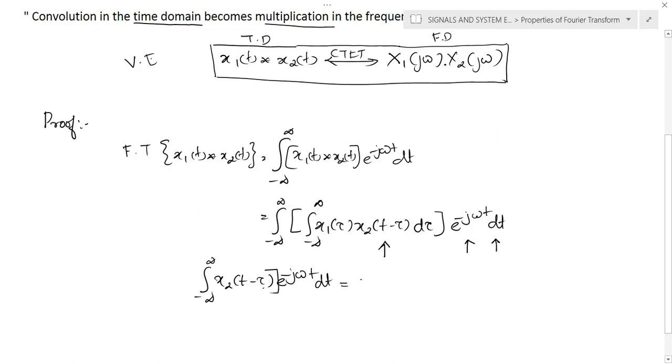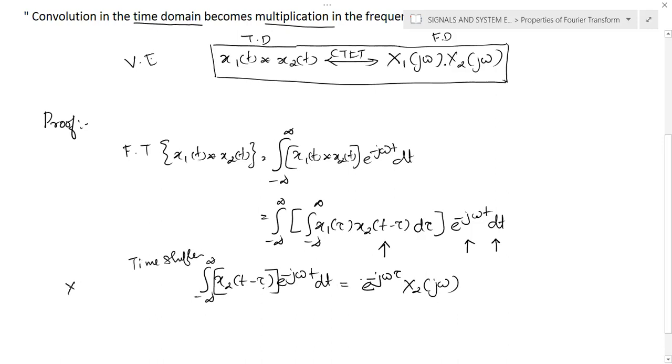If we closely observe this particular equation, which is the Fourier transform of x2 of t minus tau, by applying the shifting property, it becomes e raised to minus j omega tau x2 of j omega. Here you can apply the time shifting property.